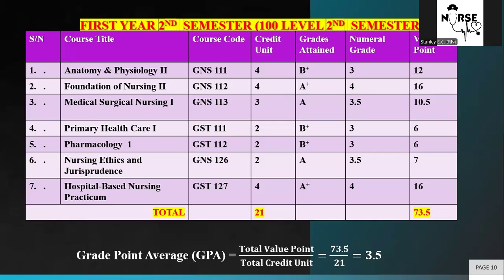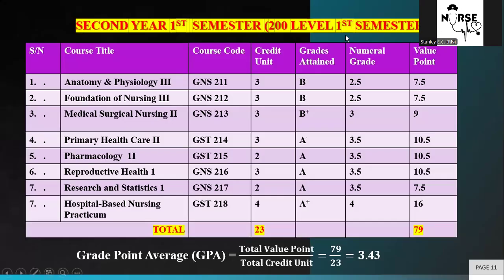Okay, so let's move on to the second year first semester. That's 200 level first semester. This student is offering 7 courses. Anatomy is 3 units. FON is 3 units. Med-Surg is 3 units. PAC is 3 units. Pharmacology is 2. Reproductive health is 3 units. Research is 2. OSCE, which is hospital-based nursing practicum, is 4. As we usually do, you will add up all the credit units, which gives you 23.